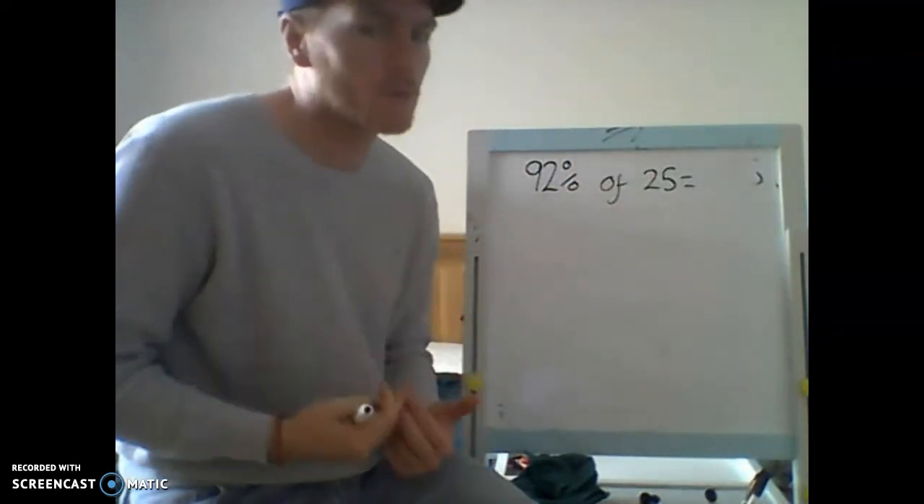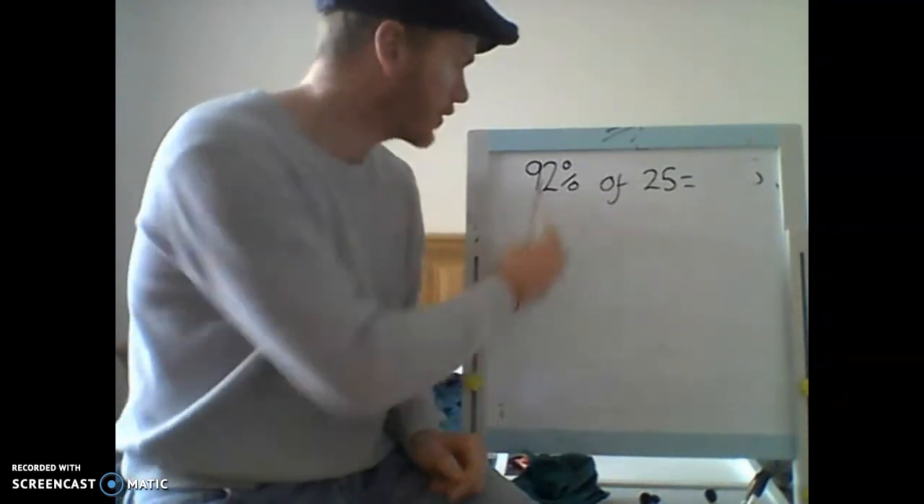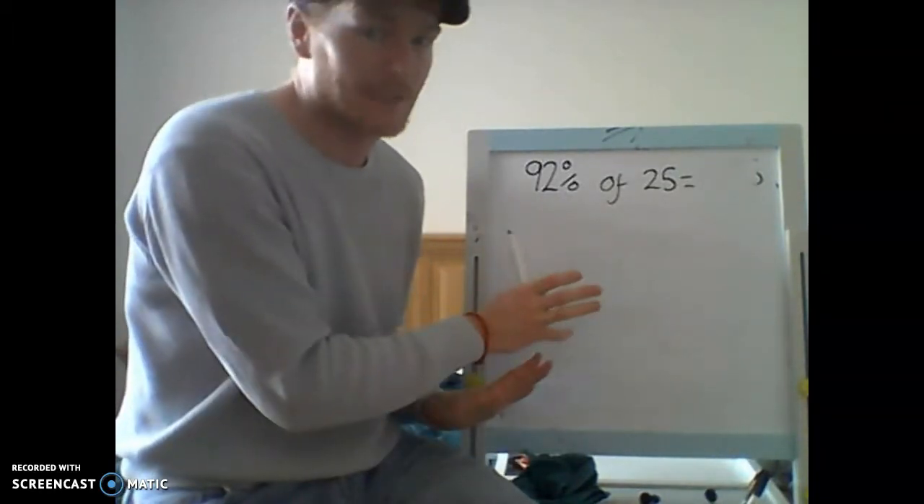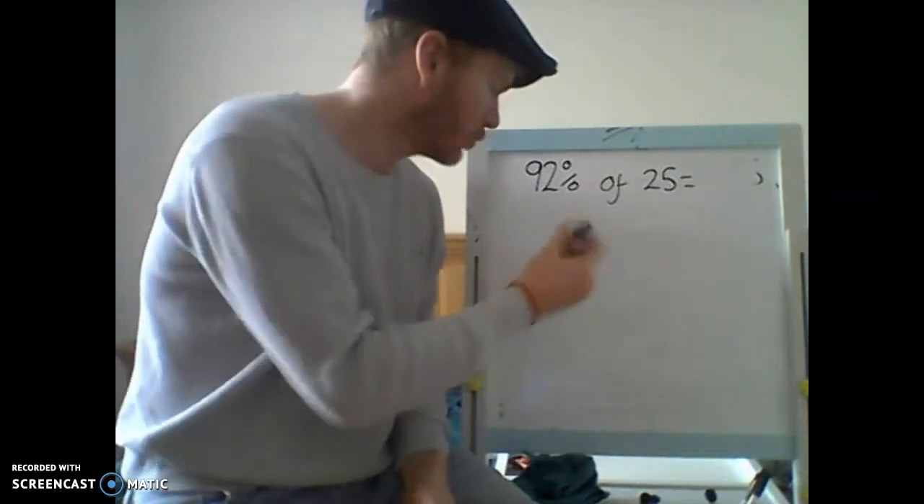You're going to end up with a smaller number because 100% of 25 is 25. So 92% is going to be 8% less. Now, there's two ways you can work this out. You can work out 8% and take it away from 25, or you can do the process that we've just done. So we do the process that we've just done.